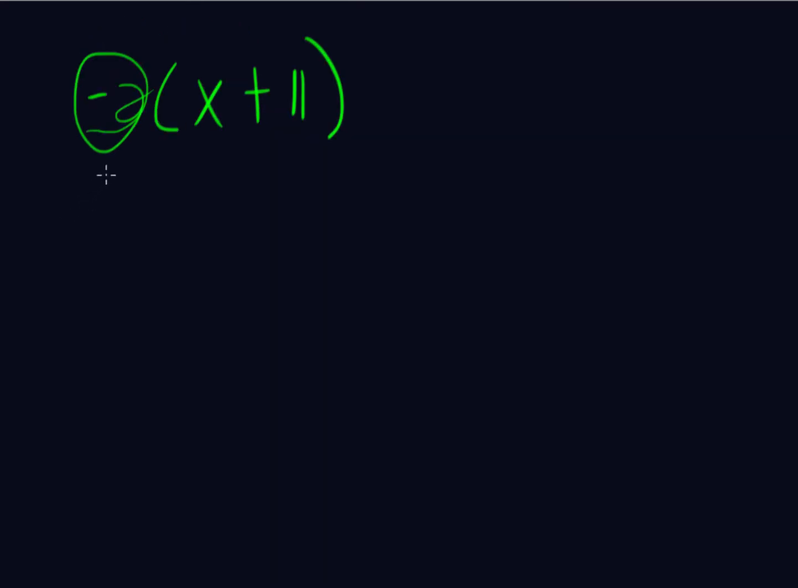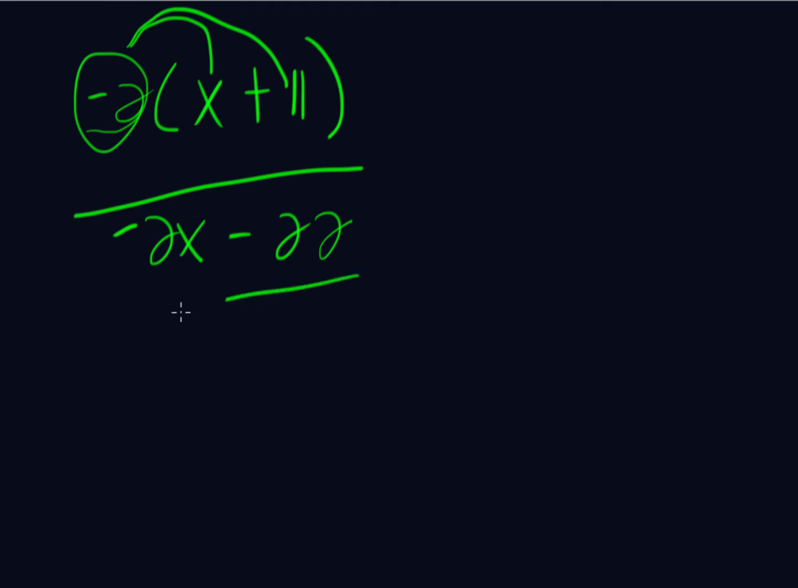Negative 2 times x plus 11. So x and 11 are inside of that parentheses. And so I distribute the negative 2 to the x first, and I get negative 2x. And then I distribute the negative 2 to the 11, and I get minus 22. Negative 2 times positive 11. And there are no like terms here, just as we said there wouldn't be. So this is our final answer.